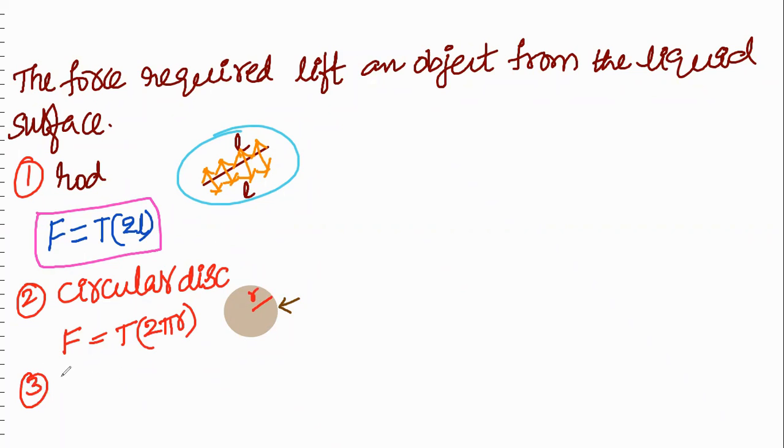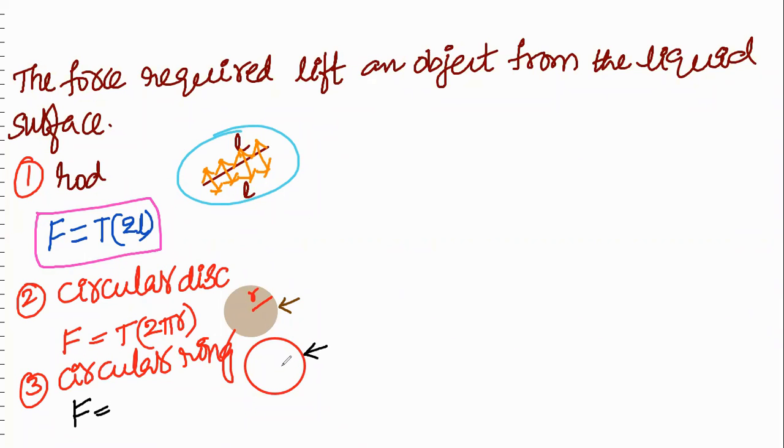Then circular ring. For the circular ring, the force required to remove the circular ring from the surface of the liquid is F equal to 2 pi r for one surface, and inside also one free surface is there, 2 pi r plus 2 pi r. This 2 into 2 pi r, which is T into 4 pi r.